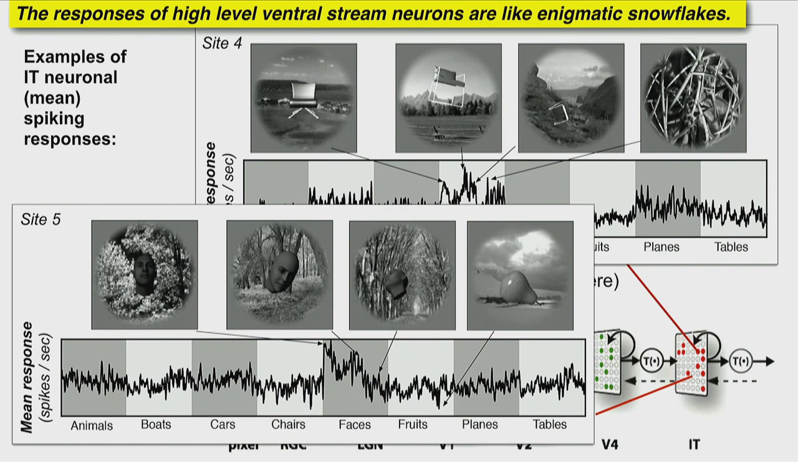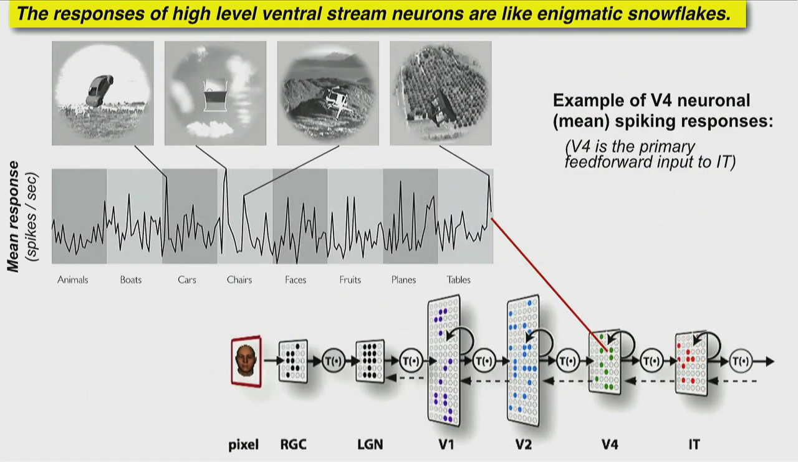So again, you've probably heard of face neurons, but there are no face neurons in IT. Those are human crutches, because we don't have other words to describe them. And so what I'm going to try to give you today is, we're not actually going to use words, but we're going to use algorithms that can produce better approximations of what these responses look like.